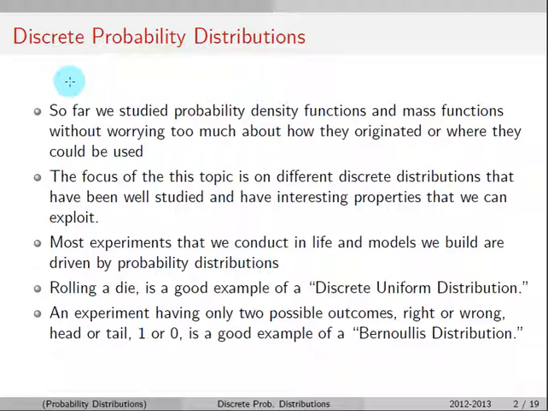Modeling geometry distributions. For example, when you roll a die, that is a very good example of a discrete uniform distribution, and it's called discrete because the outcomes are countable, and it is uniform because the probability that every outcome takes, for example, getting a 1 is a probability 1 over 6, getting a 3 is a probability 1 over 6, and so on. Similarly, an experiment having only two possible outcomes, right or wrong, head or tail, 1 or 0, is a good example of a Bernoulli distribution.